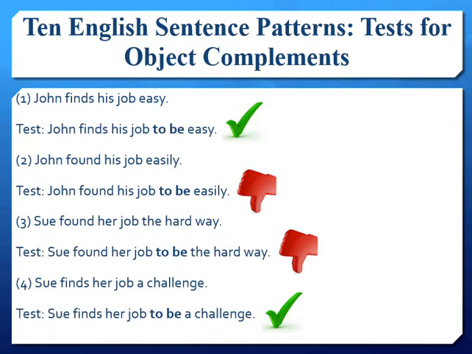A method for testing whether there is an object complement is to insert to be between the direct object and object complement. The complements in sentences 1 and 4 pass the test, so we can verify whether the adjective easy and the noun phrase a challenge are object complements. However, the adverb easily and the noun phrase the hard way fail the test because both function adverbially and answer the how about the verb rather than function adjectively as easy and a challenge.